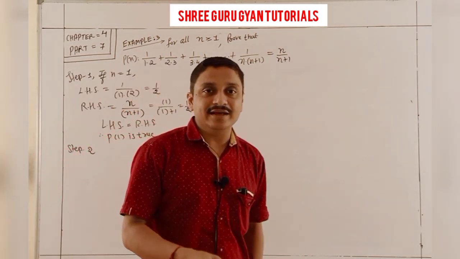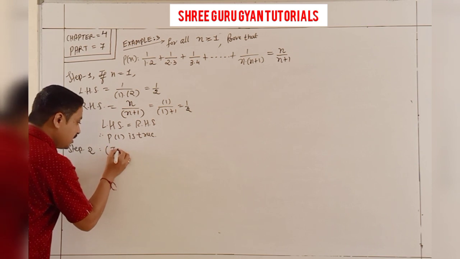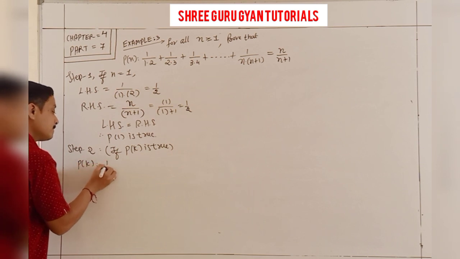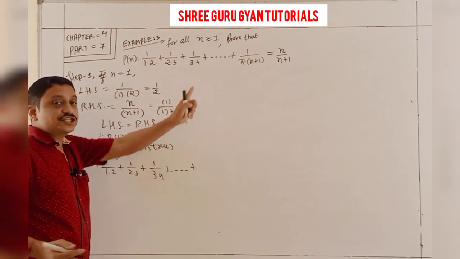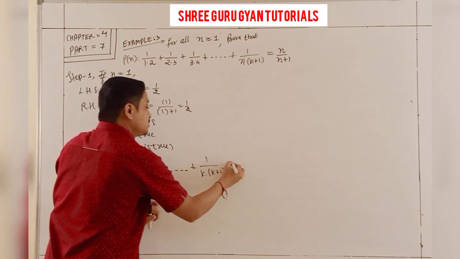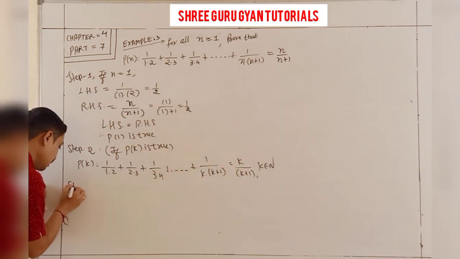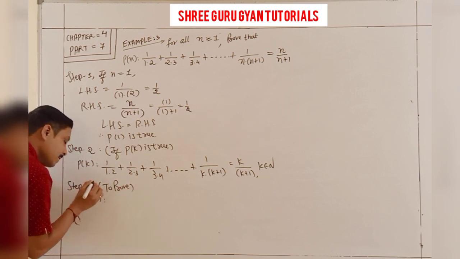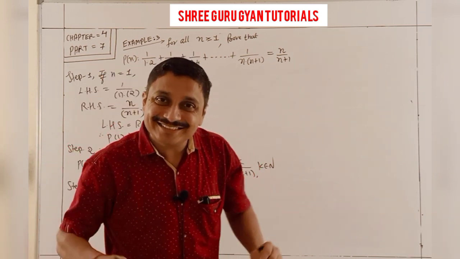Now we are going ahead. Step 2, you know that step 2. If Pk is true, so what is P of k? Write down the same data: 1 upon 1 into 2 plus up to 1 upon k into k plus 1 is equal to k upon k plus 1, for k belongs to natural. Step 3, to prove P of k plus 1. Only I change k to k plus 1.